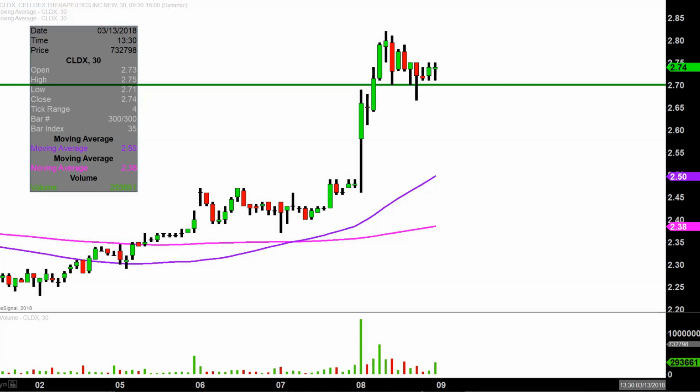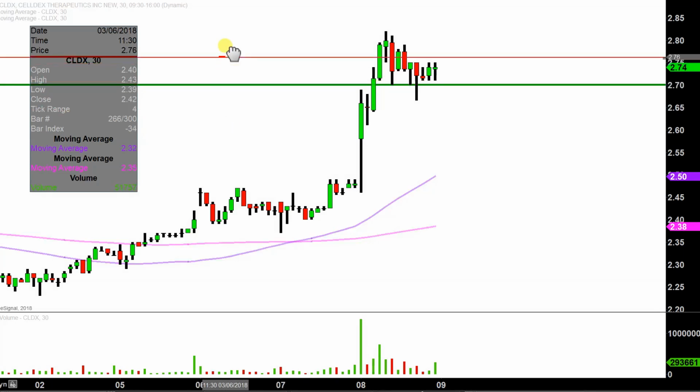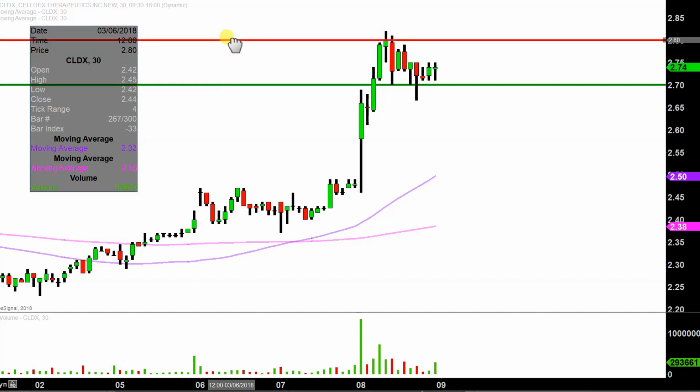Now, what about areas of resistance? Pretty straightforward in terms of where the sellers are hanging out. That seems to be right up here around the $2.80 mark. You can see there's quite a bit of price congestion right around that area. So that'll be public enemy number one going into tomorrow.